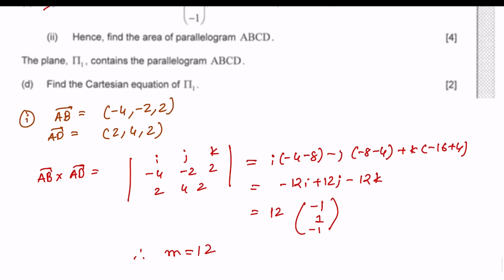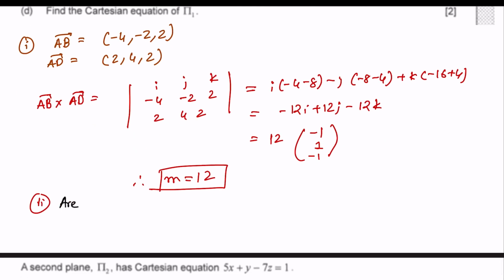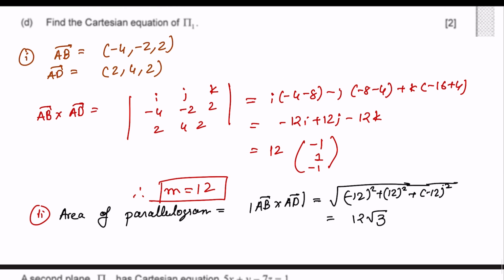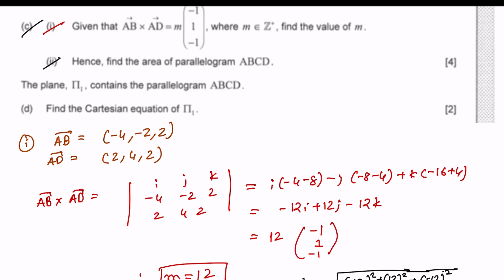Next, we have to find the area of the parallelogram. So basically, area of the parallelogram is the modulus or the magnitude of the AB cross AD vector. So that is root under negative 12 squared plus 12 squared plus negative 12 squared. So this becomes 12 root 3, which is the area of parallelogram ABCD.